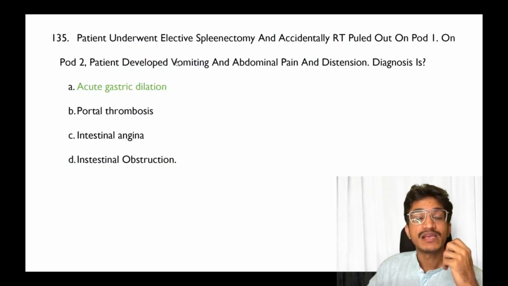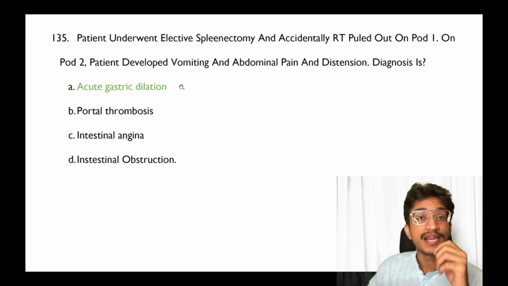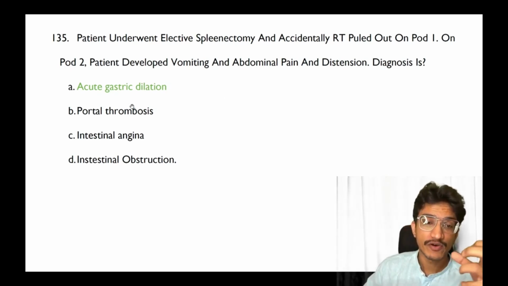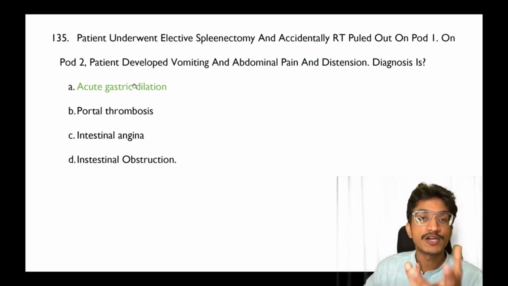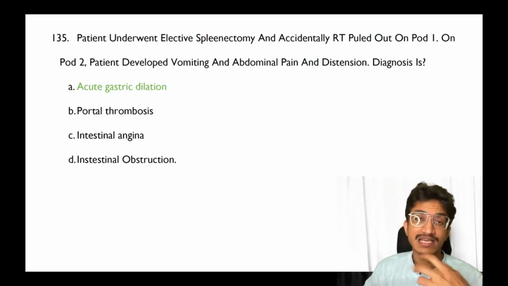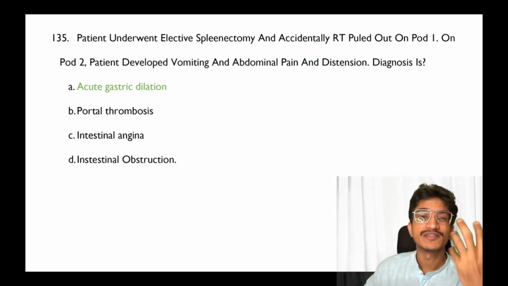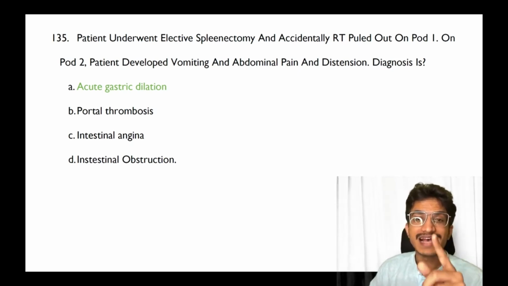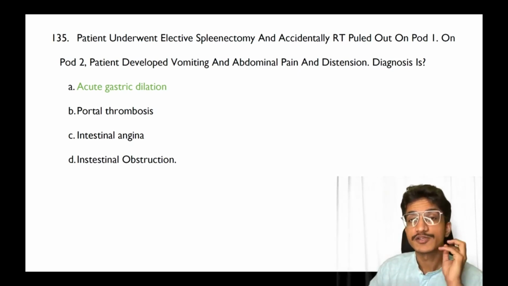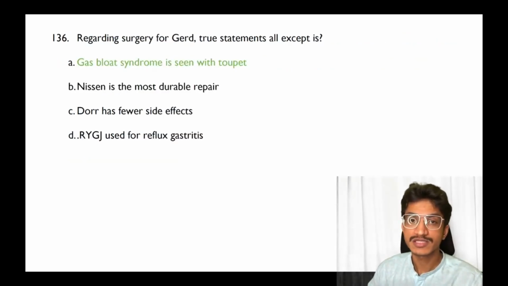Elective splenectomy, Ryle's tube pulled out, postoperative day 2 develops vomiting, abdominal pain, distension. Very easy, straightforward, it is acute gastric dilatation, because post splenectomy there is a chance of gastric stasis and dilatation. So if a patient in the postoperative period presents with vomiting, distension, you should always suspect first acute gastric dilation. In such scenarios, always suspect the most common and simple diagnosis rather than complicated.